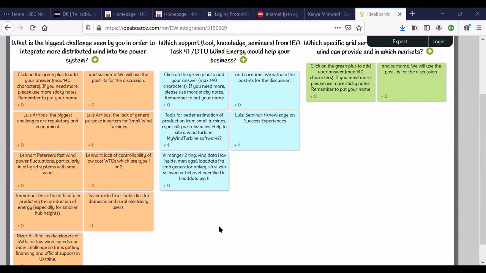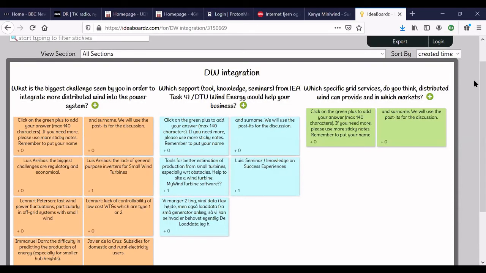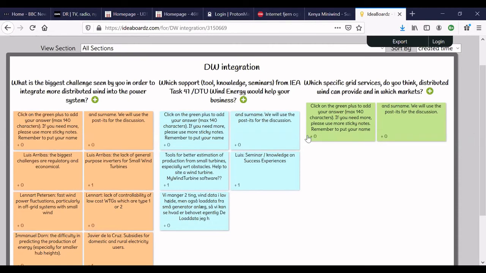What about the last question? Which specific grid services do you think that distributed wind can provide, and in what sort of markets? Does anybody have any comments or contributions there? Do you think about stabilizing the grid? What are you thinking about, just to understand?